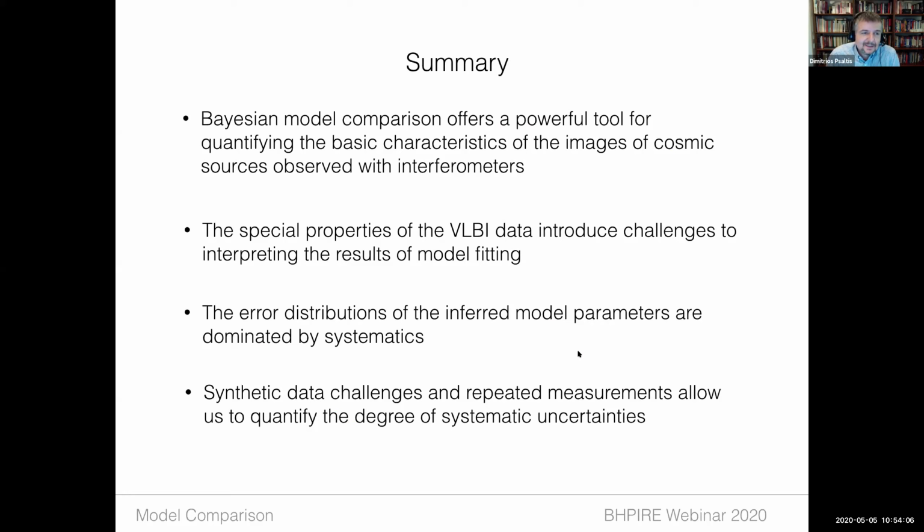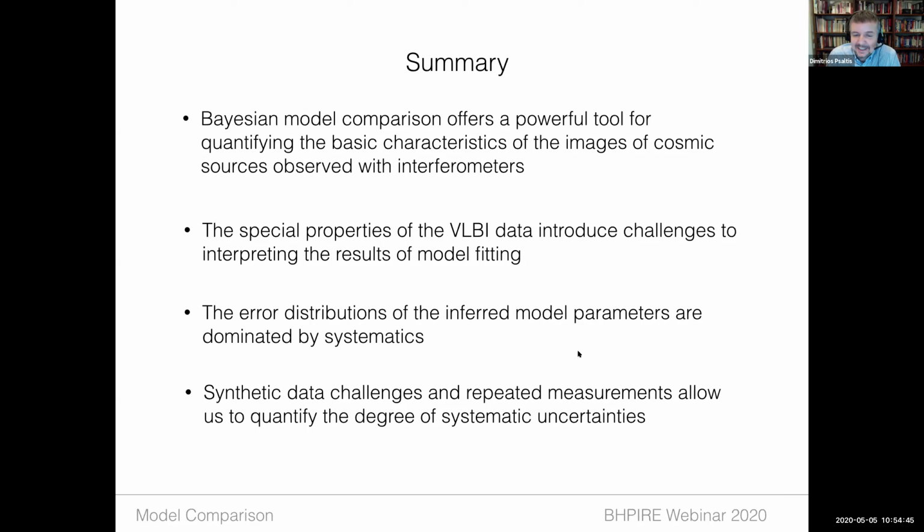I hope I have convinced everybody that Bayesian model comparison offers indeed a very powerful tool of characterizing the basic structures of cosmic sources observed with interferometers. But when it comes to using VLBI data, we have to be more careful than with normal model comparison because of the special challenges introduced by VLBI data: the gains, the closure quantities, the fact that we have non-perfect coverage of Fourier space. The error distributions that you will get by doing this model comparison will be completely dominated by systematics as opposed to the formal uncertainties, but that's not a problem.